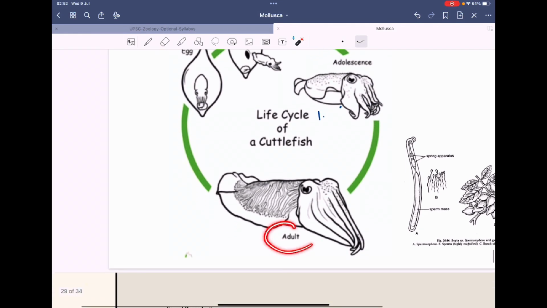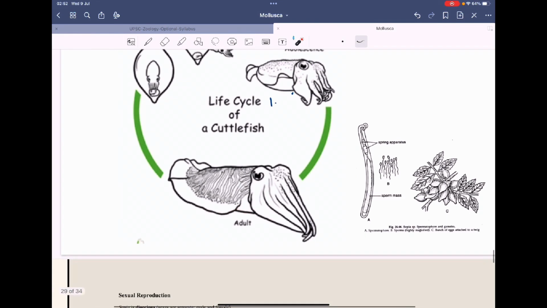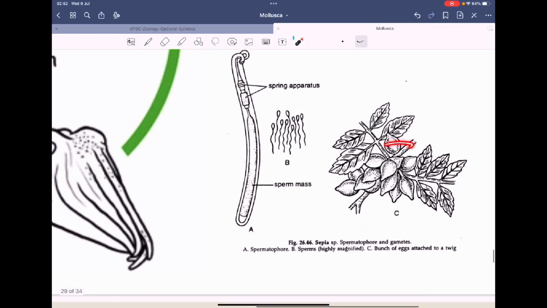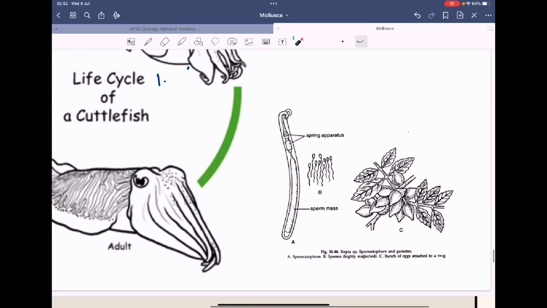Okay, there will be this adult which will produce the sperms. It will be somewhat like this. This is the spermatophore of this sepia. This is a spermatophore. This is the spring apparatus. These are the sperms, and these are the eggs which get attached to the twigs.